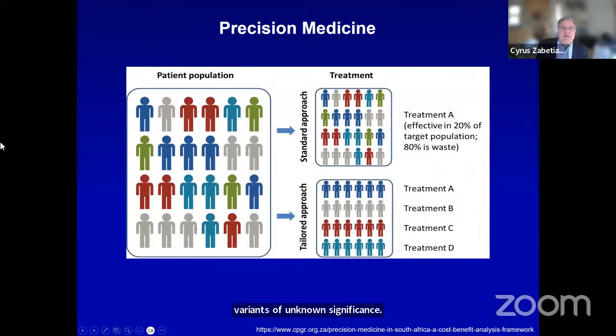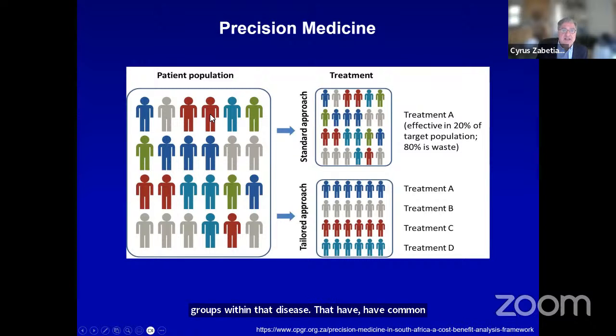So lastly, I'm going to talk about precision medicine. I know that most of you are familiar with the concept, but just to review it quickly, the idea is that for any disease, there's a patient population that has the disease as we define it. But there are subgroups within that disease that have common characteristics.